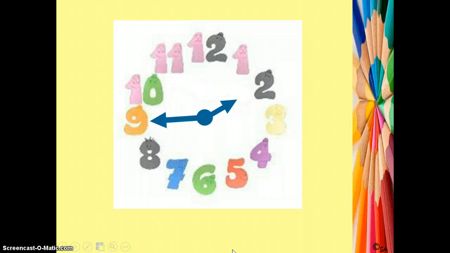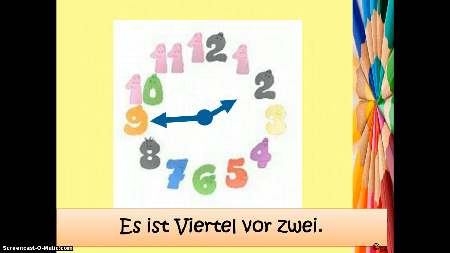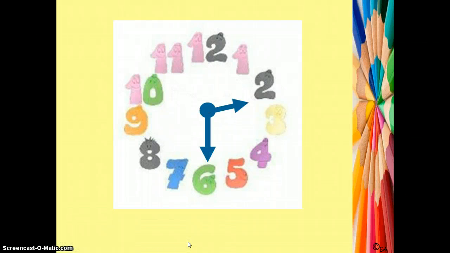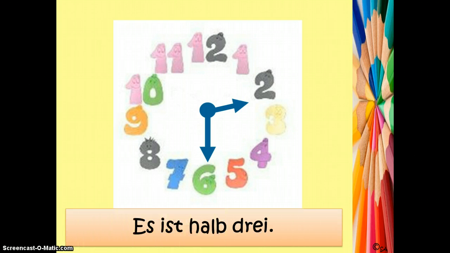If you want to say 1:45, you would say es ist Viertel vor 2. So the only word that has really changed is the German word vor, which means to. So 1:45 means Viertel vor. Now this means 2:30, and that is a major difference from telling the time in English and in German. So in English you would say it is 2:30. In German you would say es ist halb 3.